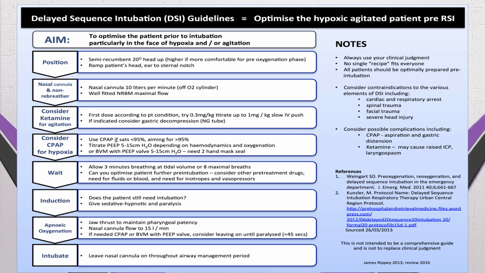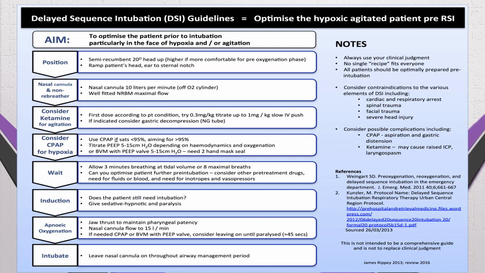Then start induction by giving a sedative, hypnotic, and paralytic agent. After patient optimization, you can use a neuromuscular blocker, and it is better to use rocuronium in order to have the antagonist, which is sugammadex, in case any complication occurs. Try to wake your patient. And use apneic oxygenation to improve pre-oxygenation.